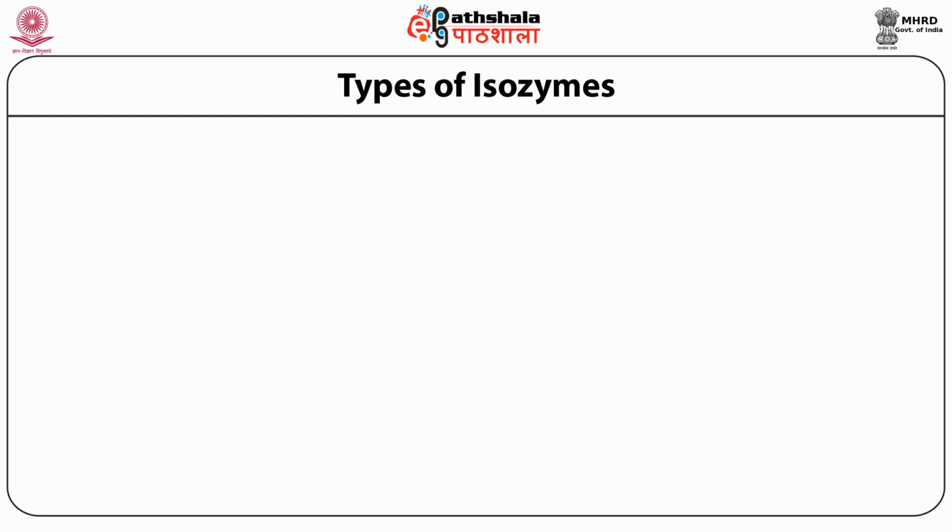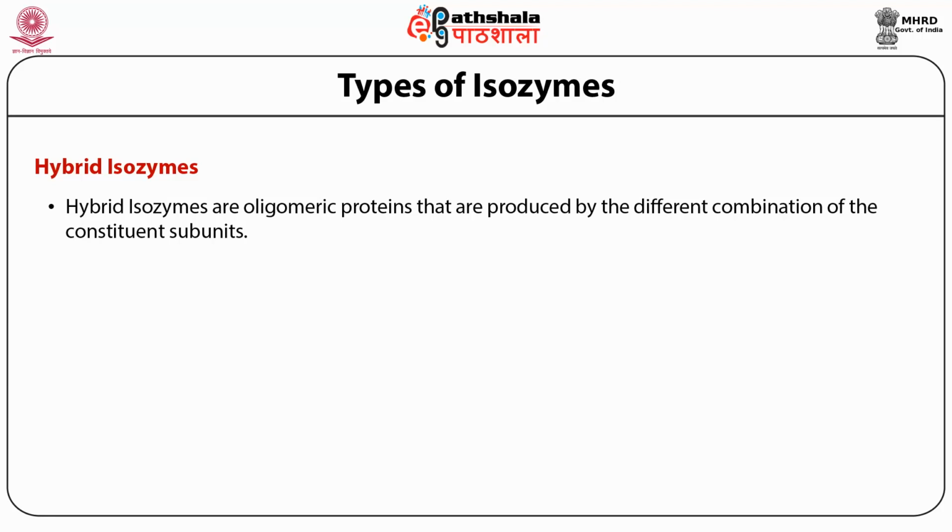The other class of isozymes is hybrid isozyme. As the name suggests, hybrid means they are made of different things which hybridize together to form this isozyme. So hybrid isozymes are oligomeric proteins that are produced by different combinations of constituent subunits. When we say subunit, that means hybrid isozymes are always oligomeric in nature, always existing in the quaternary structure of proteins.